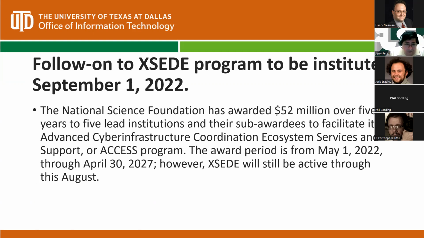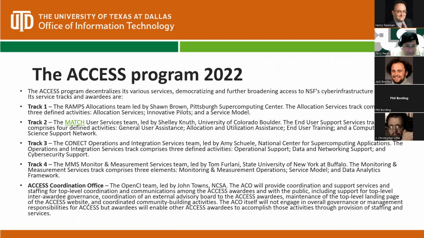So what is happening now is the follow-on to the XSEDE program will be instituted this year, September 1st. So the National Science Foundation has awarded $52 million over 5 years, and has awarded sub-awardees to facilitate this. And so it's going to allow people to use the resources just like they did in XSEDE, but the funding will continue through April 30th, 2027. And these are the different tracks involved.